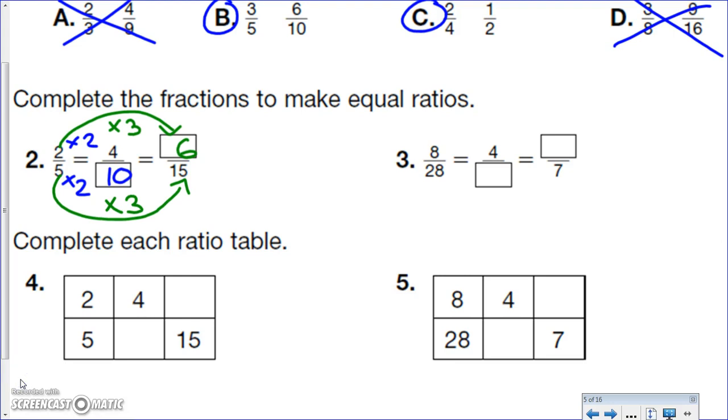For number 3, we have 8/28 going to 4 something. So to get from 8 to 4, we divide it by 2. So we're going to divide 28 by 2, which gets us 14. Then for the third part of this one, we have 28 going to 7, and we have to do something to 8. So 28 divided by 4 equals 7. 8 divided by 4 equals 2.